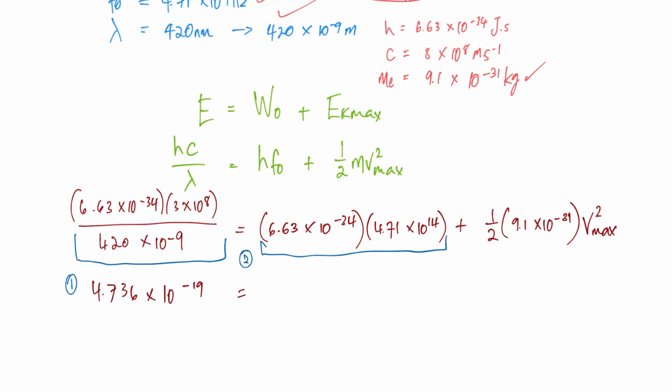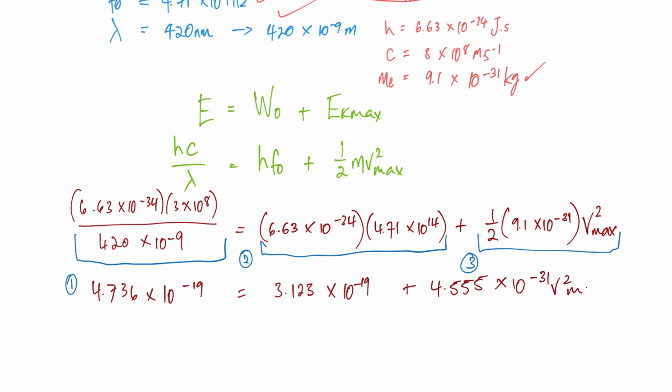And here I got 3.123 times 10 to the power of negative 19. And then the last step that I did was this little bit, and I halved that, which is number 3, part 3. And I got plus 4.555 times 10 to the power of negative 31 V squared max.